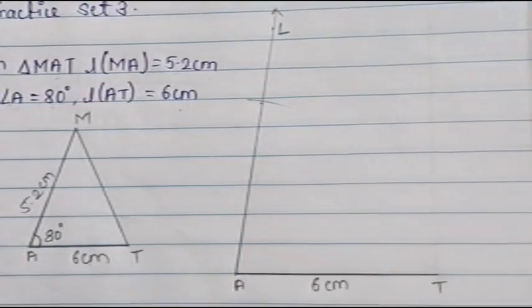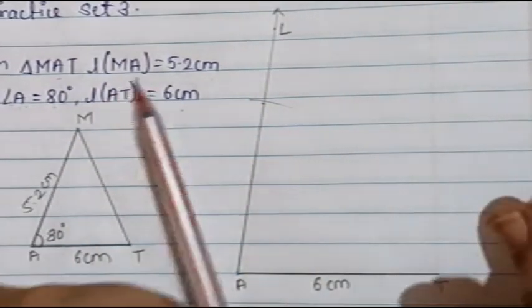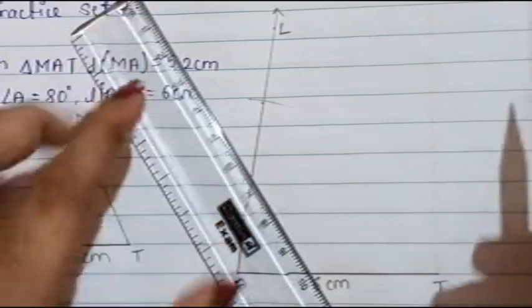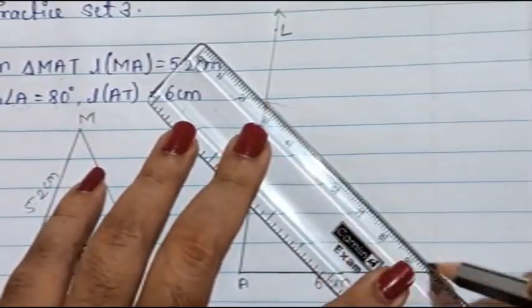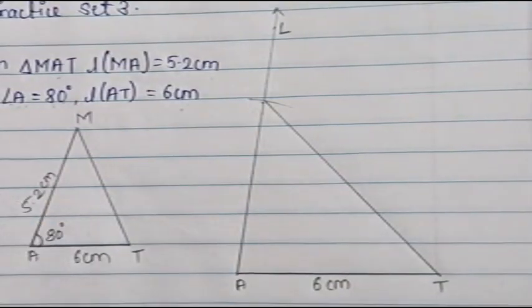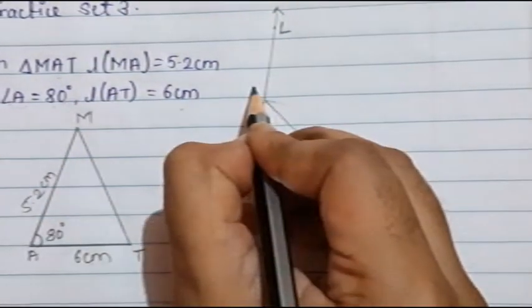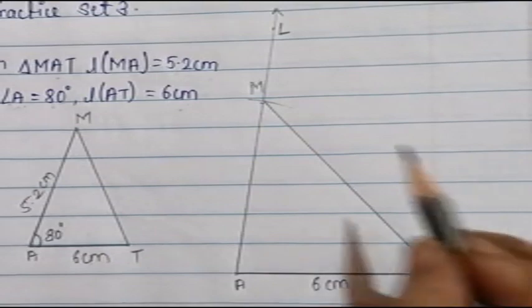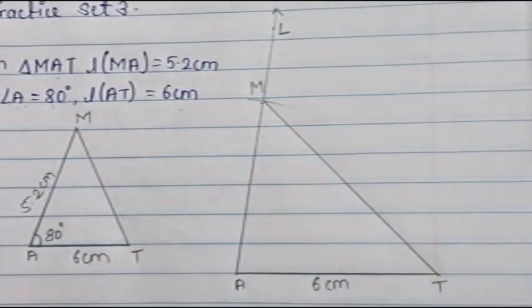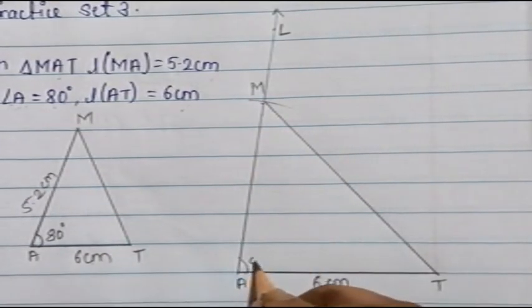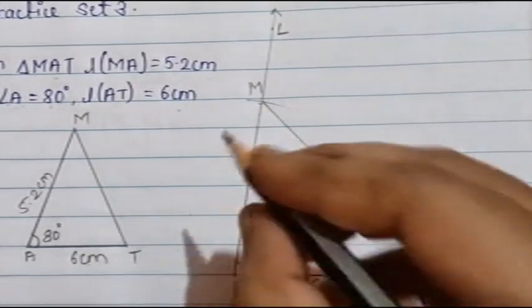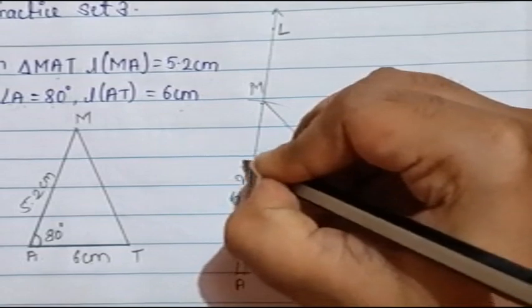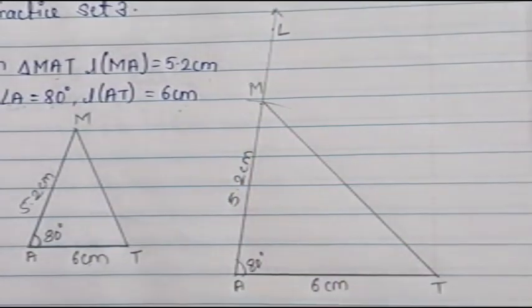As you all can see, I have got the ray, and then I will just join it, this point till point T. Clear, everybody? So now this point I have got, that is point M. Okay, I have got the triangle, right? So this is the measure of angle, 80 degree. This is M, 6 centimeter, and this length is of 5.2 centimeter. Clear? So you all understood how to construct the triangle?